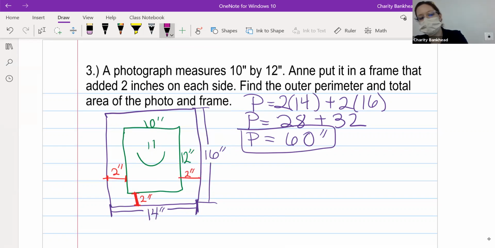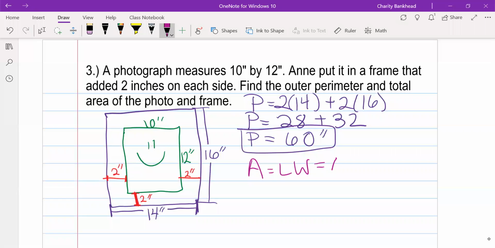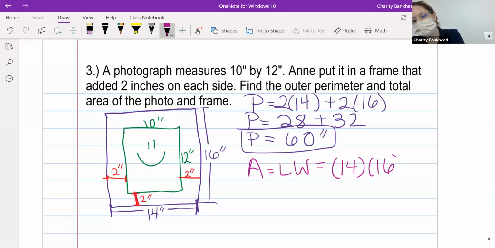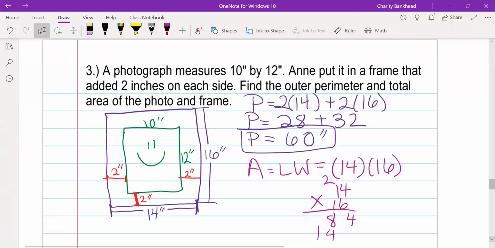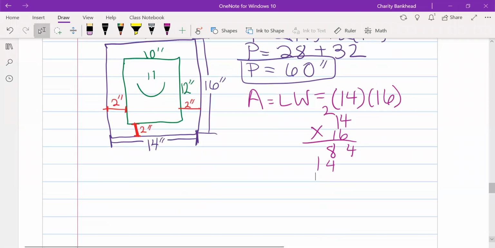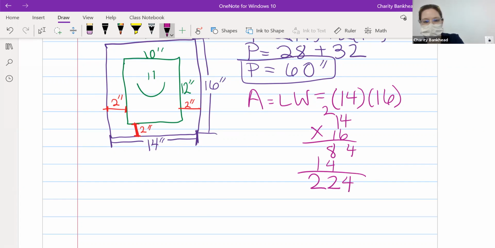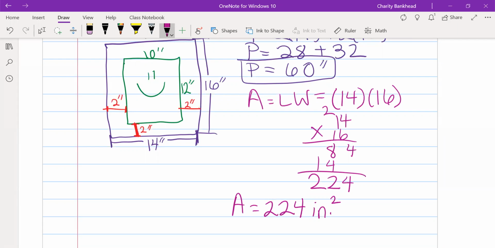And then area of a rectangle is length times width. So that would be 14 times 16. That gives me 224 square inches for the area.